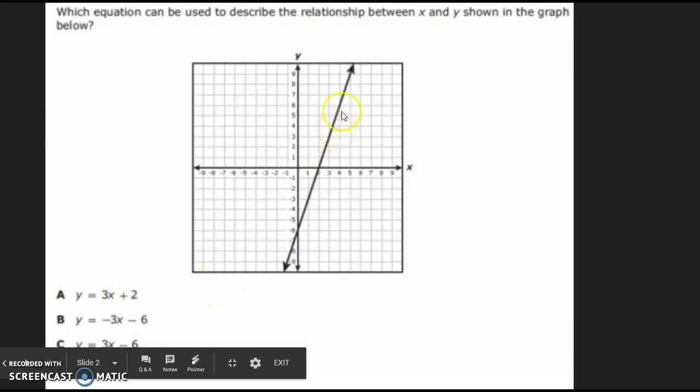The other thing you can look at is, is the slope increasing or decreasing? If I wrote my name on there, it would be positive. So we know our slope, the number in front of x, must also be positive.